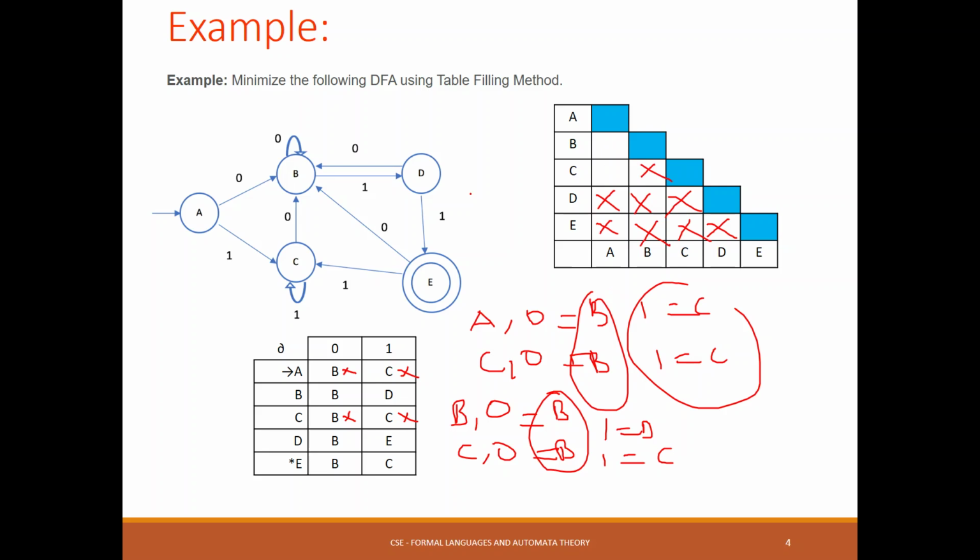There is only one cell remaining, that is A comma B. A comma B, that is A comma 0 is B, and B comma 0 is B. A comma 1 is C, and B comma 1 is D. So C comma D is already marked as X, so we can mark X, right?